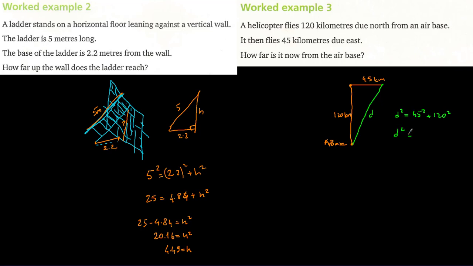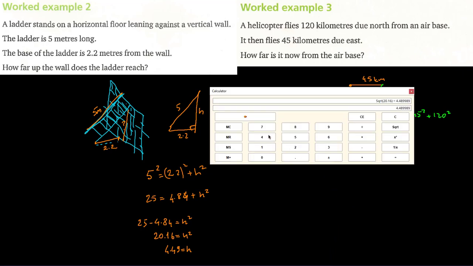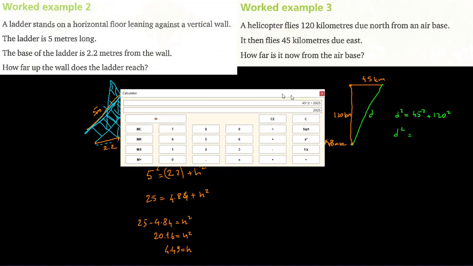d square is going to be equal to, I'm going to use the calculator again, 45 square, which is equal to 2025, and here 120 square, which is 12 square, 144, then 2 zeros, 14,400. When you add them, d square is 16,425.